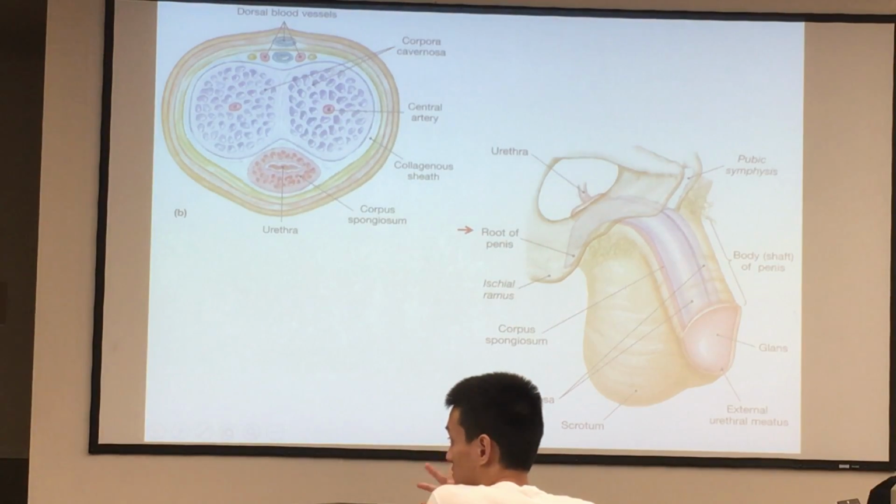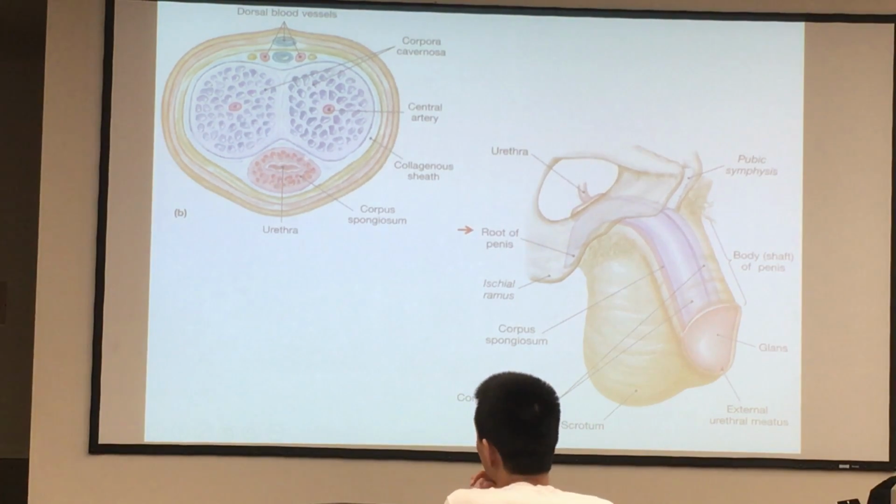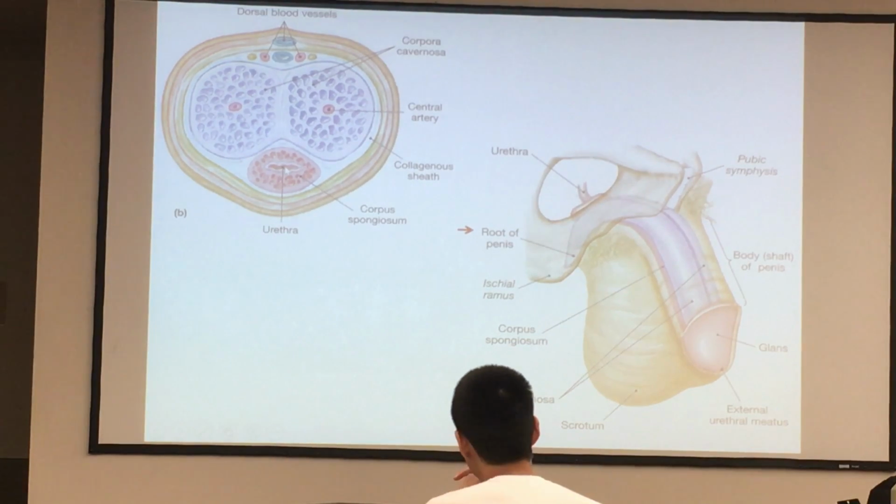And if we had a cross section, then you will see three bundles here. Two bundles on the dorsal side called corpora cavernosa. And the ventral side here we call corpus spongiosum. Spongiosum meaning very soft. And the urethra is in the middle part here.